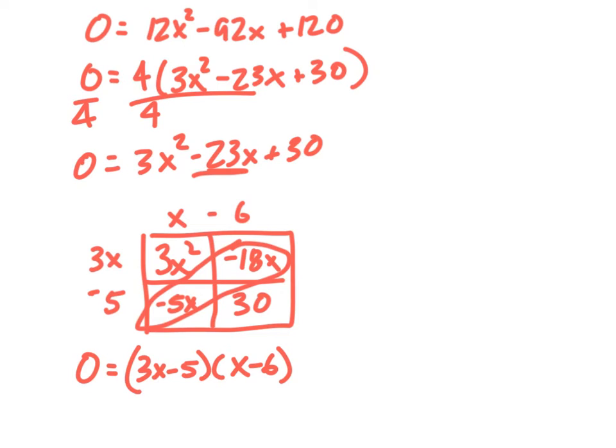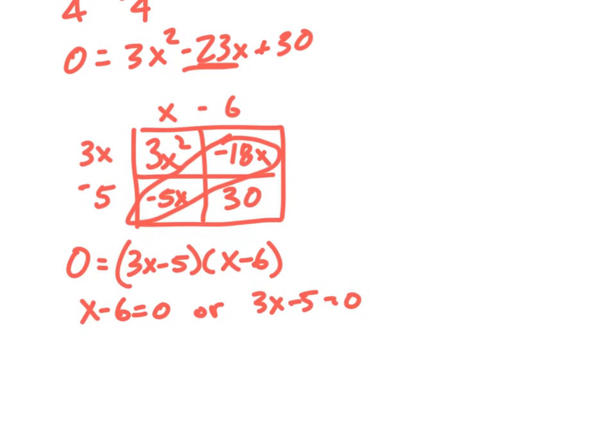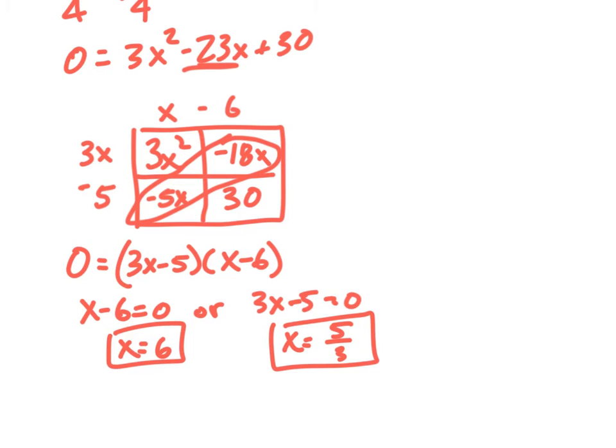And so if we wanted to solve for x here, we would set x minus 6 equal to 0, or we would set 3x minus 5 equal to 0, and as a result we would get x is equal to 6, or we would get x is equal to, what is that, 5/3? Okay, so the question is which value do we use? Do we cut out 6 inches, or do we cut out 5/3 inches? Okay, this is going to be our answer.